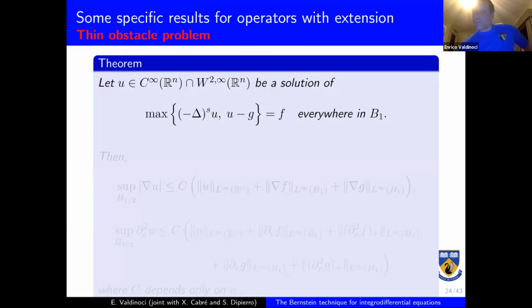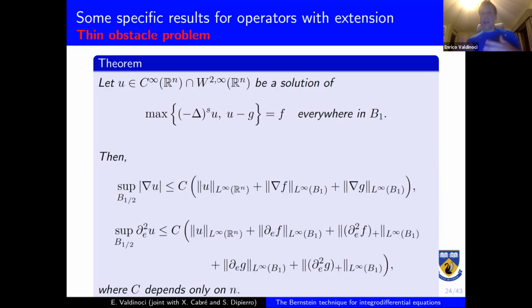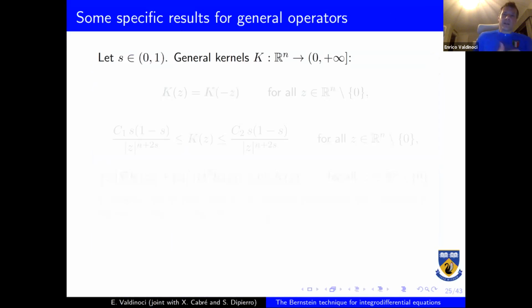Now, another thing that you can do with the method is deal with the thin obstacle problems. So another way of looking for convex nonlinear equation is to consider, for instance, the maximum of two operators, and you can do that. This would be exactly the obstacle problem for the fractional Laplacian. And again, you can obtain first derivative bounds and one-sided second derivative bounds. Okay, very good.